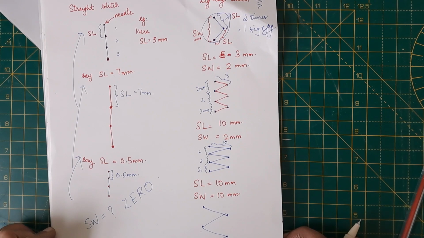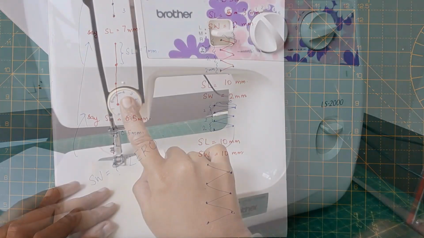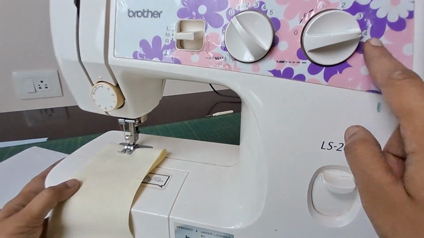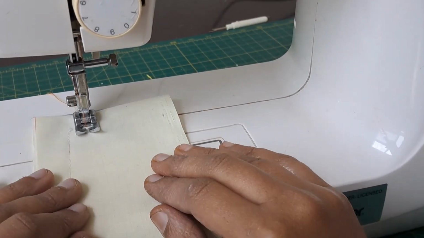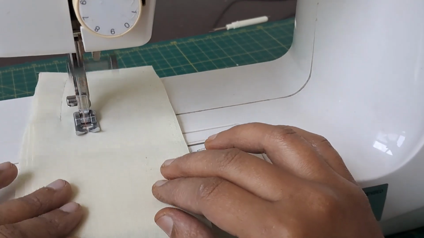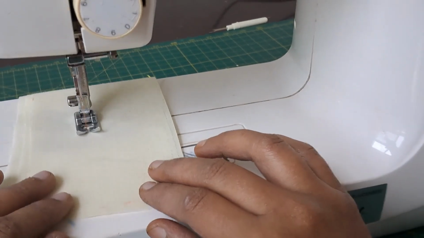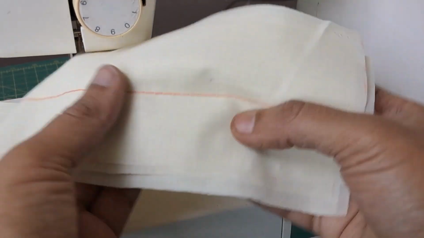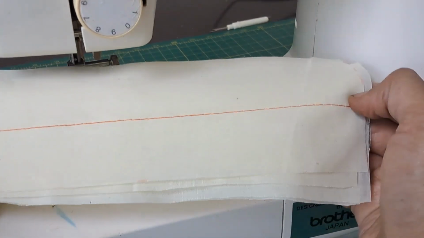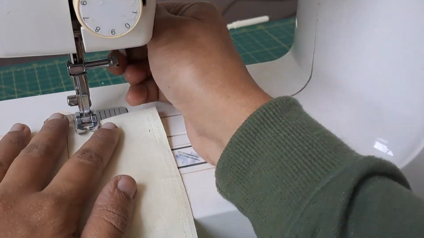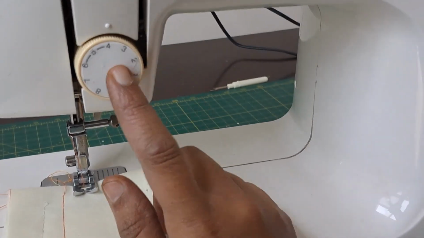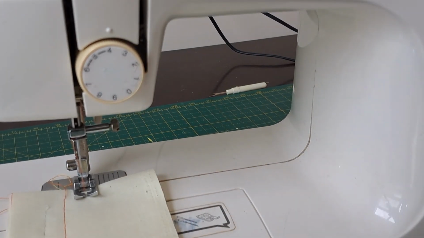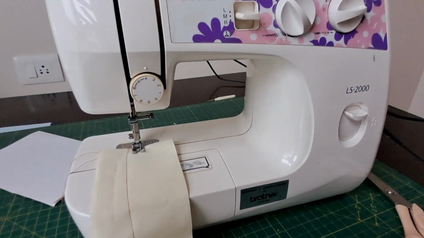Now let's understand all these stitches with the help of a machine. When it comes to a machine, we have 3 knobs: the thread tension adjusting knob, and the first one stitch length and then the other one stitch width. So first give a straight stitch with the thread tension equal to 4 because it's a cotton fabric and I already know that 4 is a good thread tension. Now let's increase the thread tension to 5 and then let's do a straight stitch.